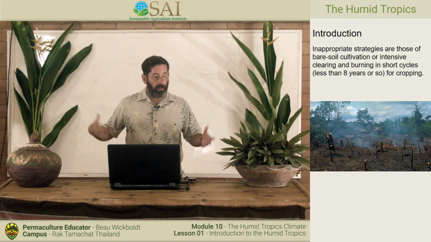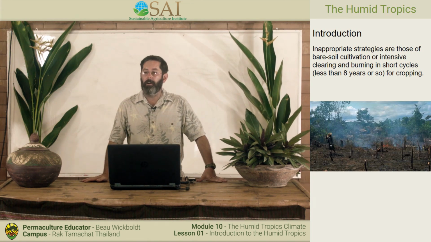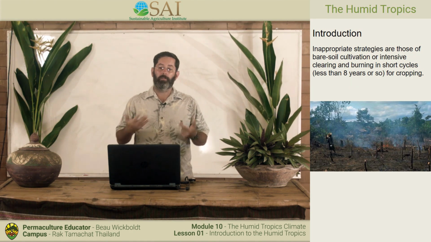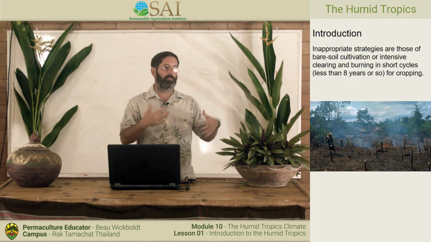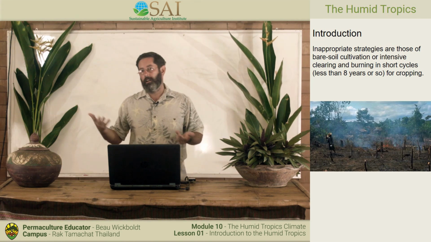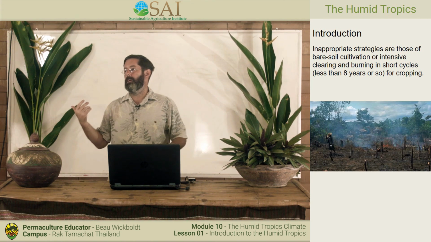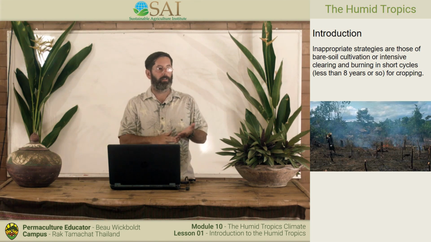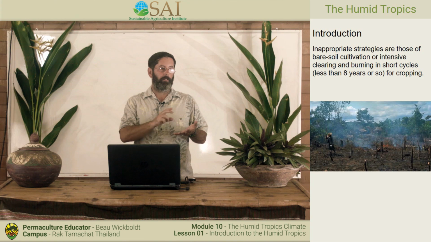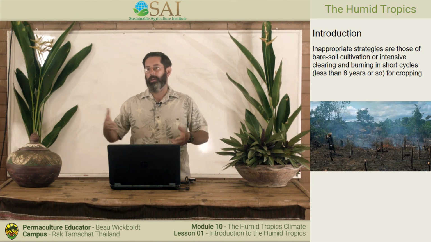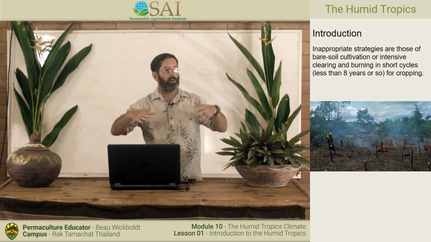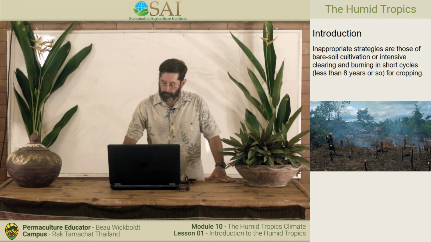Inappropriate strategies are those that bare soil cultivation. In the tropics, since there are such poor soils, to ever have cleared soils is really a bad idea, because when the rains come, it leaches all your nutrients. That can be seen here around Raktamachat, where the people are all doing monoculture annual cropping, where they plow the field every year. They grow corn, they grow cassava, and at that point you have bare soils, the rains come, as they are doing now, at which time we get leaching of our soils.